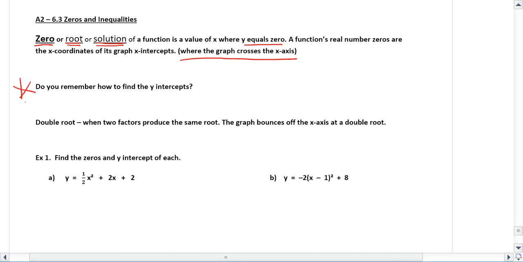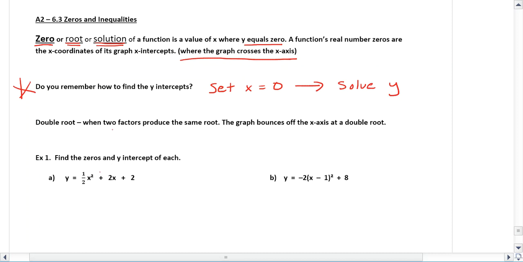Question: do you remember how to find the y-intercepts? Hopefully you told me that to find the y-intercepts, you set x equal to 0. No matter how many x's there are, you put zeros in for all of them, and then you solve for the y. I'm going to keep repeating that so we don't forget it.